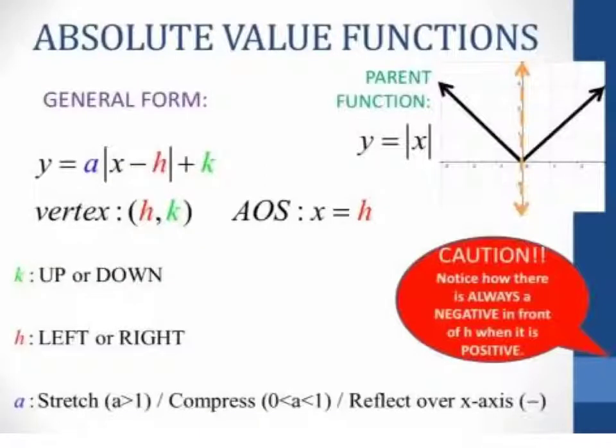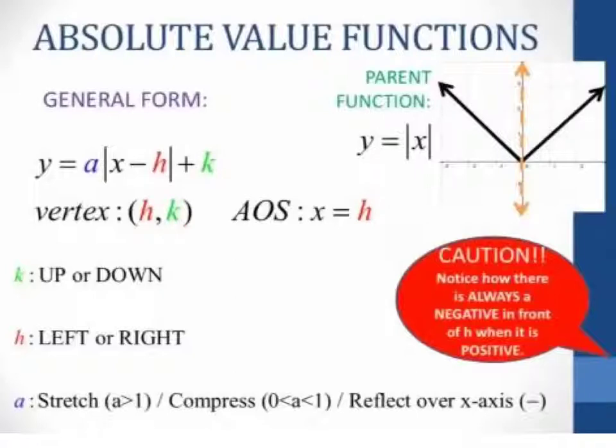Alright, now we're going to look at moving these absolute value functions. Our general form is here, y equals a times the absolute value of x minus h, plus k. H and k are always your vertex. So whatever number goes here, goes here, and whatever number's here goes here.